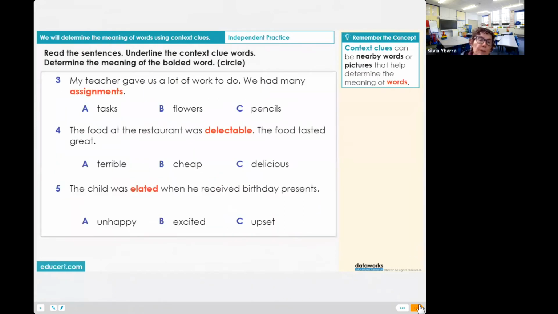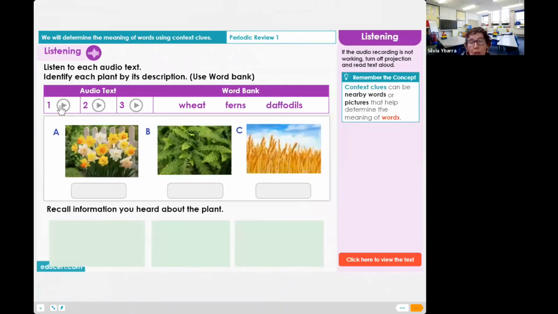And then, of course, on the periodic review, now we go into the listening part. And we have really borrowed a lot from the LPAC. So the students are listening carefully. And then we have an audio for them to listen. And all it is exposure.